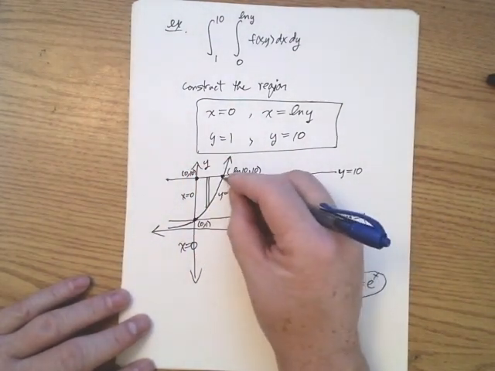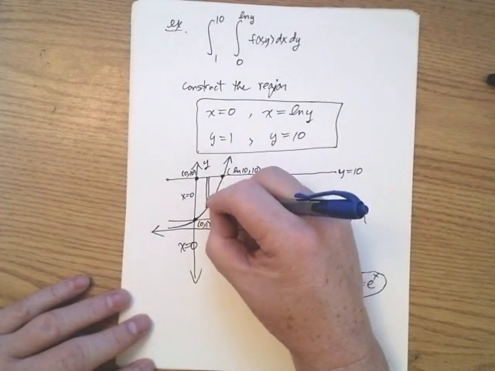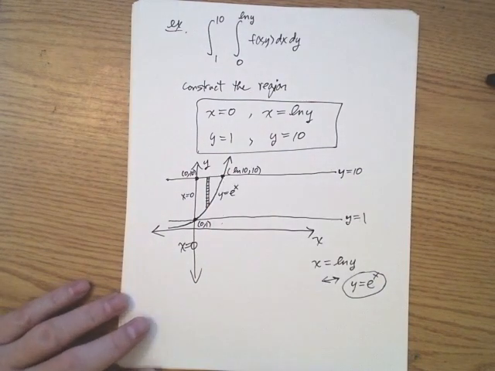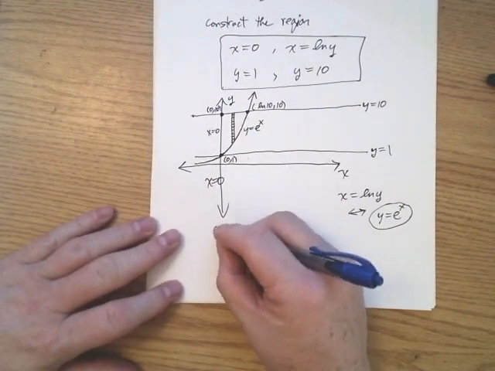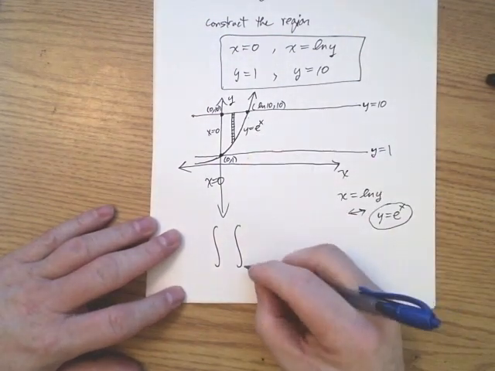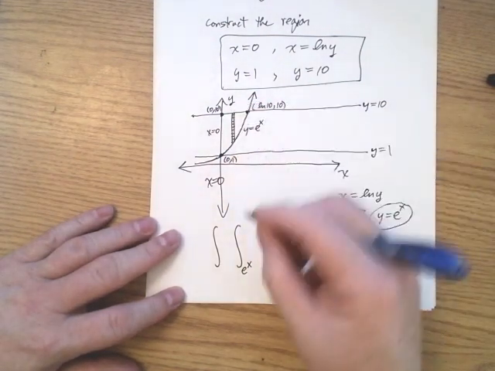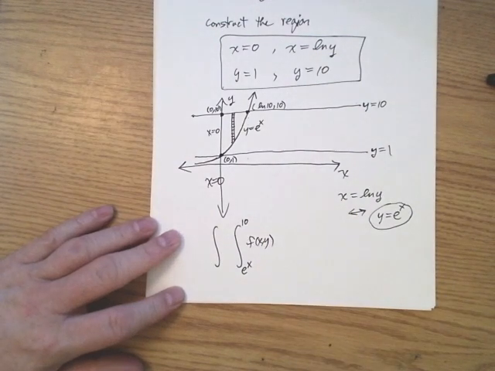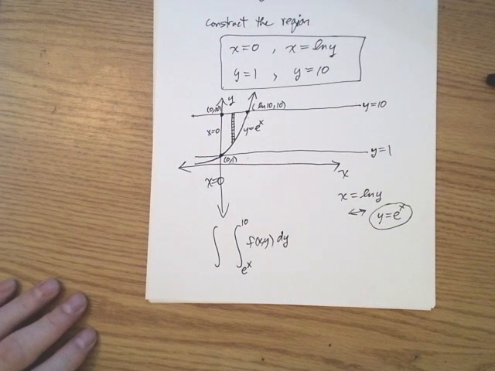Now, taking a particular value of x and integrating in the y direction, where is y going from and to? Y would be going from e to the x up to 10. It's flat on top there, isn't it? F of x, y, there's our integrand, don't forget that. That's where we've integrated out the y.